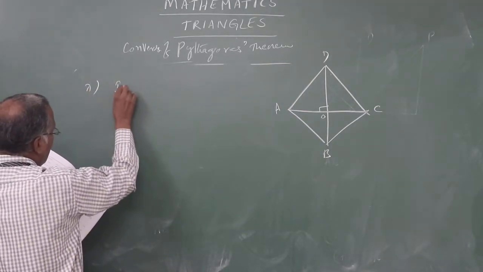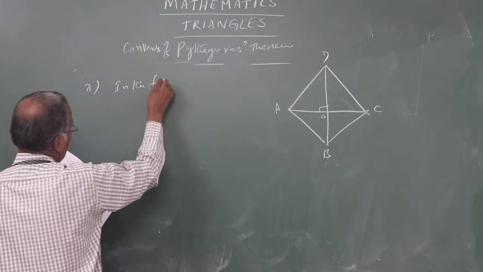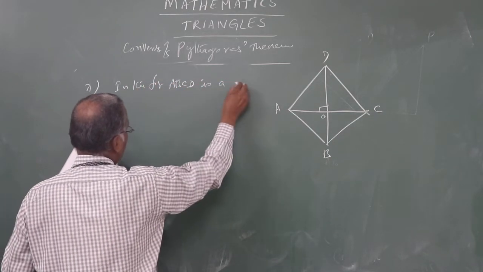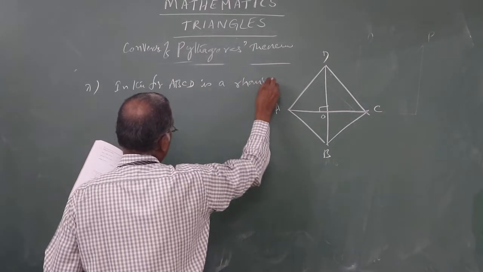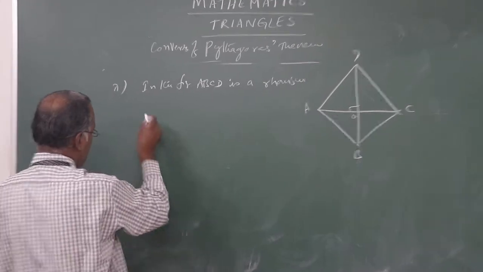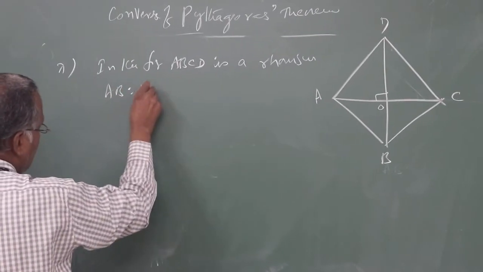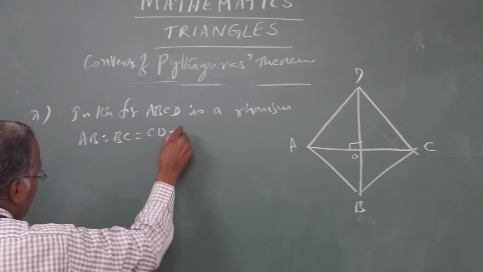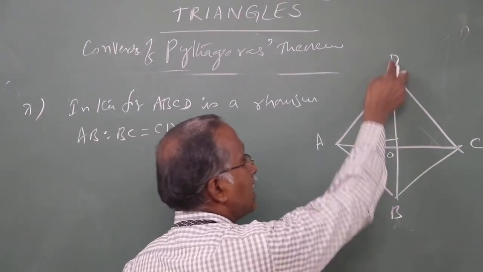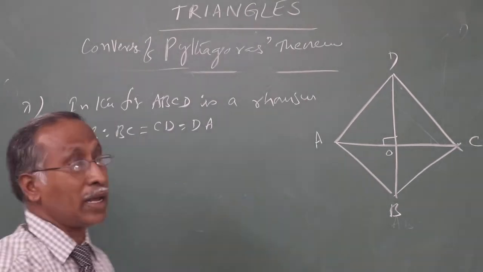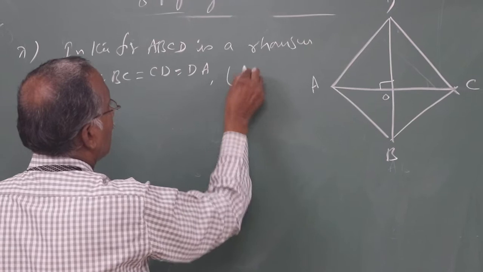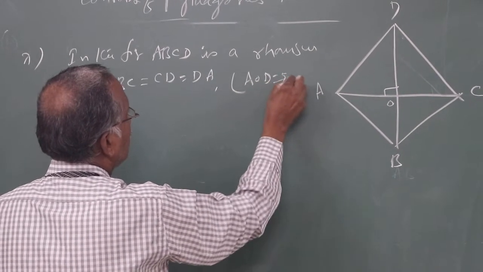In the figure, ABCD is a rhombus. When it is a rhombus, you know that all the four sides are equal. AB is equal to BC is equal to CD is equal to DA, and AC and BD are the diagonals. Diagonals bisect each other. Therefore, we see that angle AOD is equal to 90 degrees.